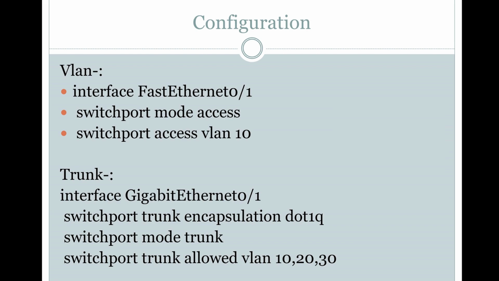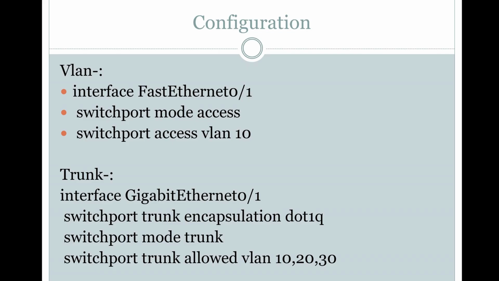This is the configuration to put an interface on a particular VLAN, and for the trunk we can use the configuration below. That is all about the configuration.